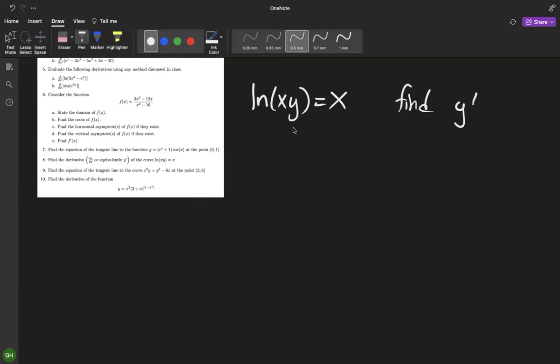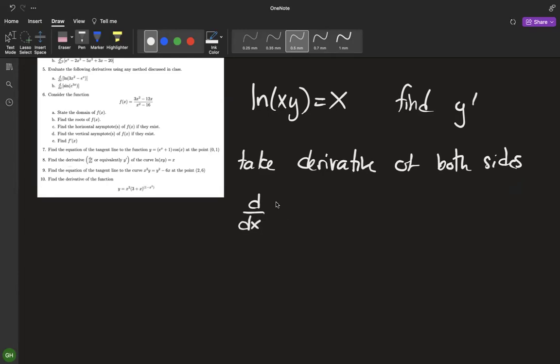So looking at this, I want to see that y is a function of x, and that's what this is telling me. All right, so to find the derivative, to find y prime, I need to take the derivative of both sides. So d by dx ln of xy equals d by dx of x. Well, the right side is easy. The derivative of x is just 1.